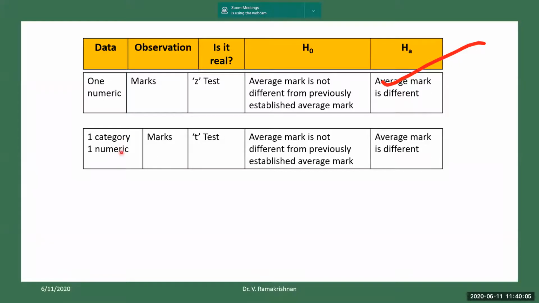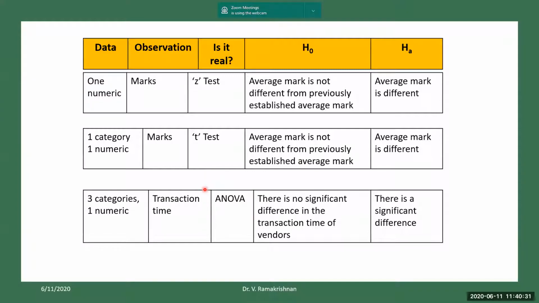One category and one numeric. If the data is one category and one numeric, and the observation is again marks, then we do a t-test. The average mark is not different from the previously established. We can use a z-test as well as a t-test for this. There is a small difference. We will come to know it later on when we are doing the test.